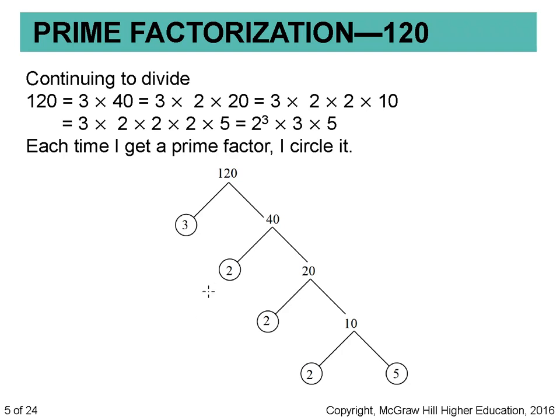I continue on, and I keep dividing. Here, when I divide 40, I can divide it into 2 times 20. Then 20 is 2 times 10, and then 10 is 2 times 5. Notice I've circled the prime end of my branches. I've collected this data up here and I've written it finally in order as 2 cubed times 3 times 5. That's the prime factorization for 120.